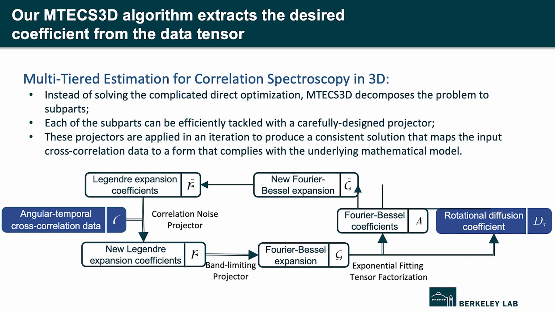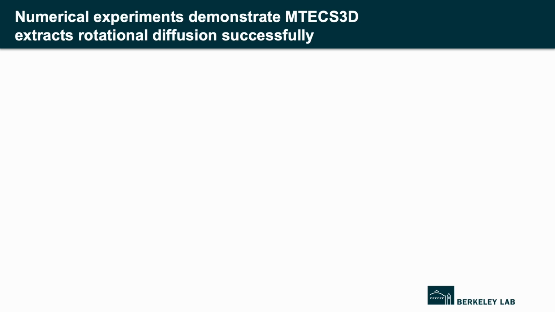By applying these projectors in a row, the correlation noise projector, the band limiting projector, and the tensor factorization, we can come to a solution. But we actually want the solution to comply with all the constraints at the same time. So we put these projectors in the loop, which means at the end, we can use the filtered Fourier Bessel coefficient and our current estimate of the rotational diffusion coefficient to reconstruct the input data. By performing these projectors in the loop, we can iteratively estimate the rotational diffusion coefficient and also clean our input data. This is very important, as I will show on the next page. So this is the philosophy of the MTAC 3D algorithm.